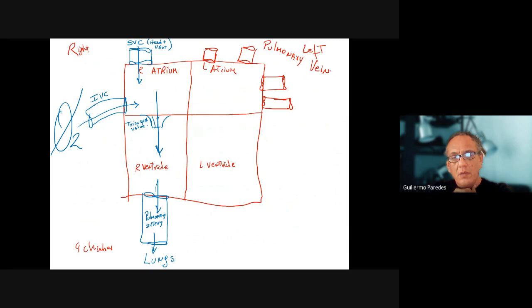The pulmonary veins. We have four pulmonary veins. Two we have from the right side, and the other two from the left side of the lung. So they're coming back, four of these. Two from the right, and two from the left. And the blood, when it's red already, because the gas exchange has already happened, is getting into the left atrium.